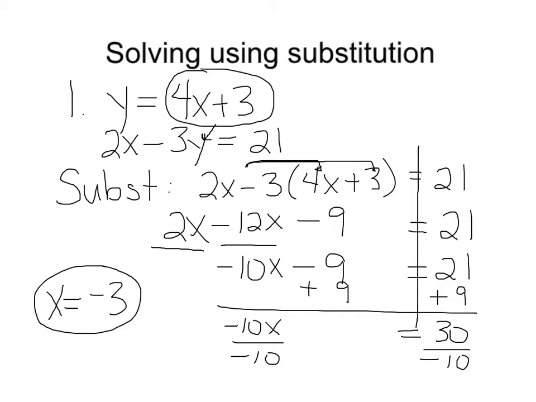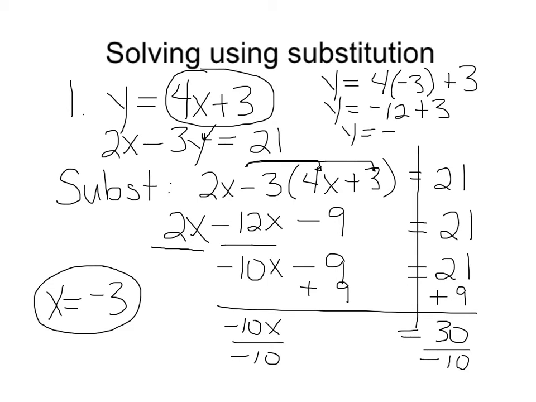I'm halfway done. Now what I need to do is plug x equals negative 3 into one of those two equations. I think the top equation would be easier. So my top equation is going to be y equals 4 times, instead of x, I now know x is negative 3, plus 3. And so again, be careful with signs. Negative 12 plus 3 gives me a y value of negative 9.